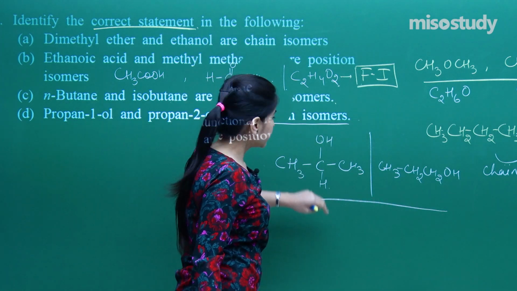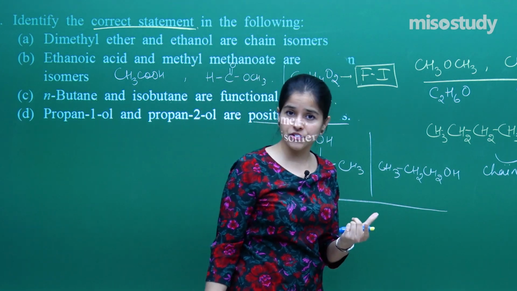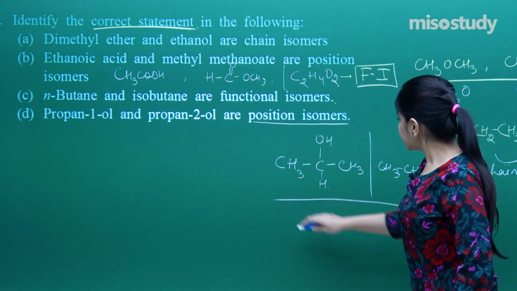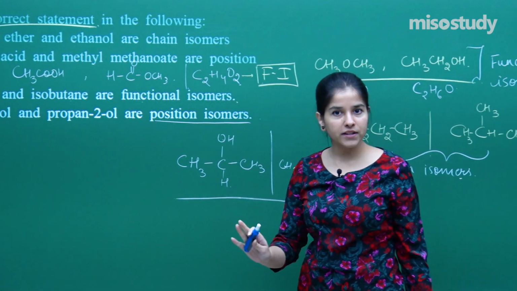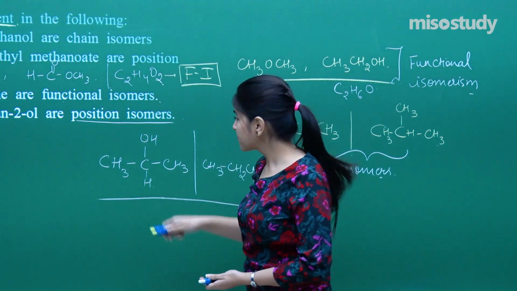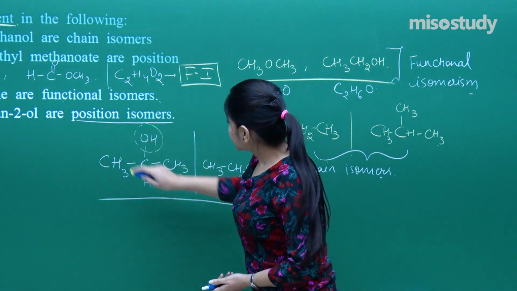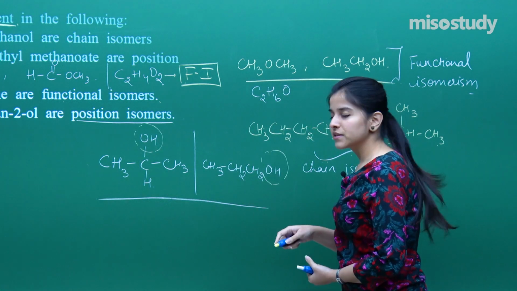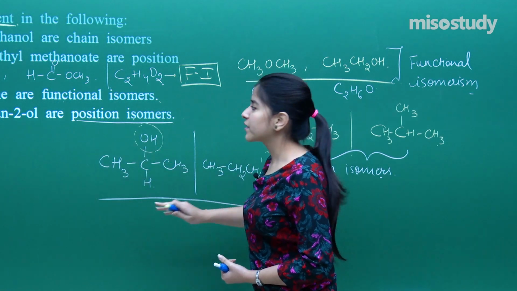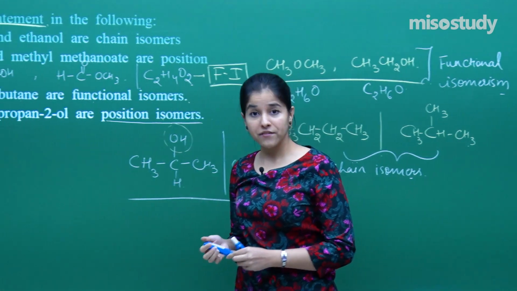Here if you see, the type of functional group is not changed, that means this is not functional isomerism. Here the carbon chain is none of our concern, the carbon chain is remaining as it is. What is changing is the position of this functional group. That means this very statement is correct. These are nothing but the position isomers. I hope everybody has got the answer.